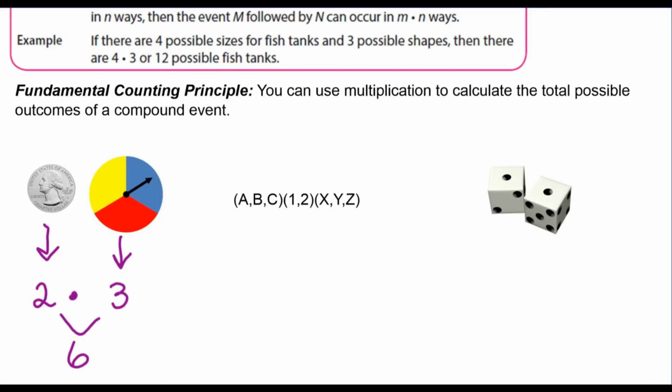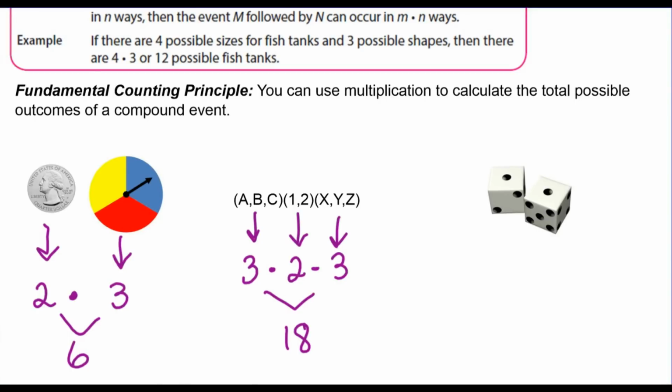The next one was the passcode. The first digit of the password has 3 options, A, B, or C. The second digit had 2 possible outcomes, a 1 or a 2, and the third digit had 3 possible outcomes, an X, a Y, or a Z. The fundamental counting principle says if I take 3 times 2 times 3, that will tell me how many possible outcomes there are to this compound event, and there are 18 possible outcomes, and that's what we came up with in our organized list as well.